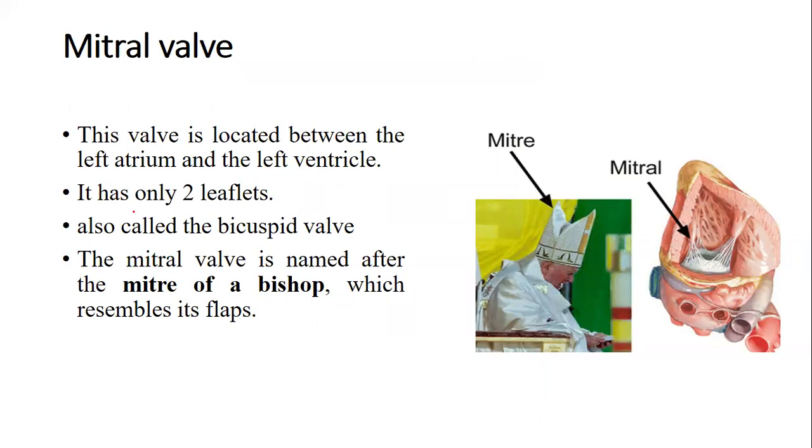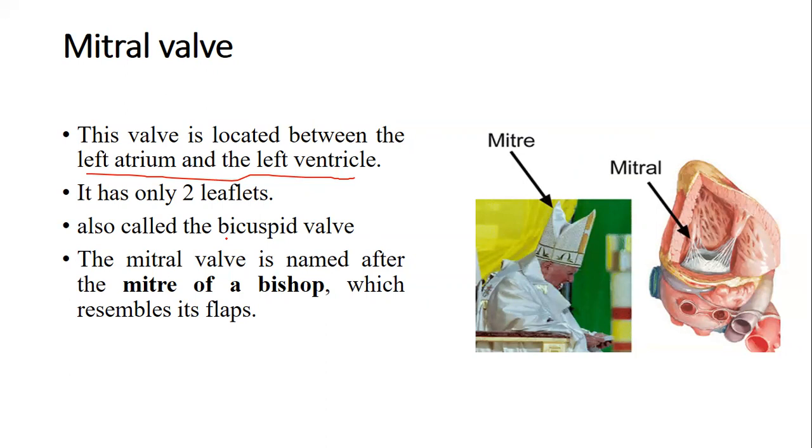First, what is the mitral valve? The valve is located between the left atrium and left ventricle. We know that we have 4 chambers in our heart. The left side of the heart has 2 chambers, namely the left atrium and left ventricle. So the mitral valve can be seen in between the left atrium and left ventricle. It has only 2 leaflets. The other 3 valves have 3 leaflets except the mitral valve. The mitral valve has only 2 leaflets or 2 flaps.